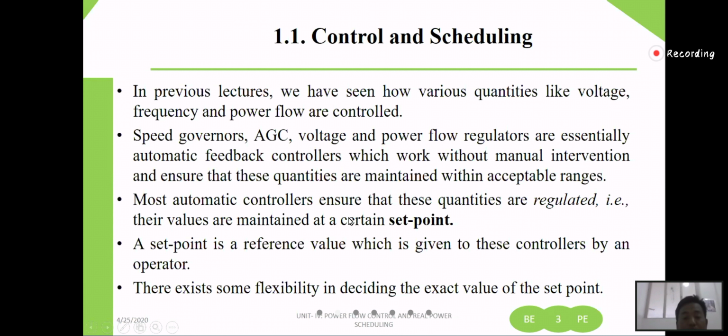Okay, but in that automatic feedback controller, we have to set one reference point that is known as a set point. Who is setting that set point? It will not set automatically. We are giving that set point by the operator, which means 50 hertz. We are setting 50 hertz, 400 volt, or 230 volt. That is set by the operator, right? And then the operator will again set that plus one. So based on that, this automatic controller will function.